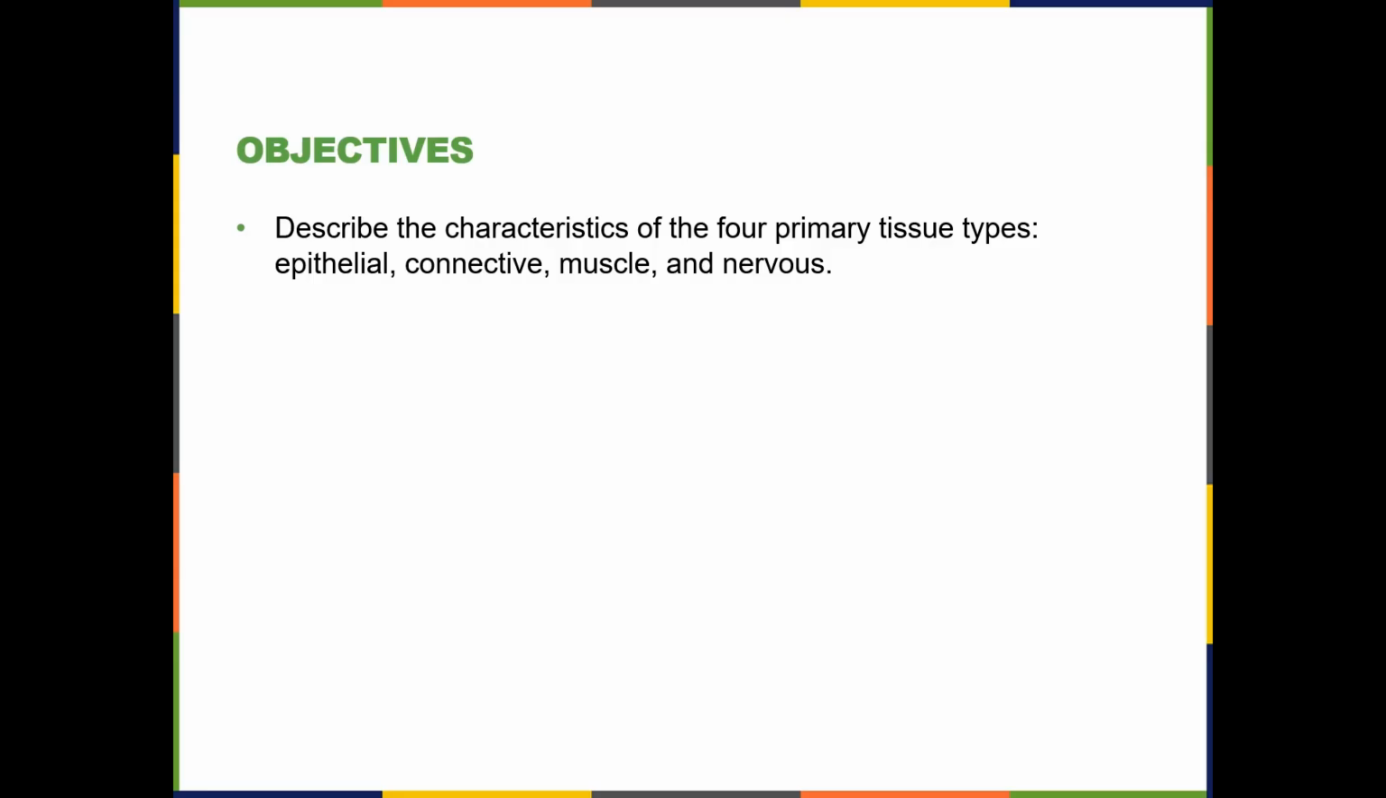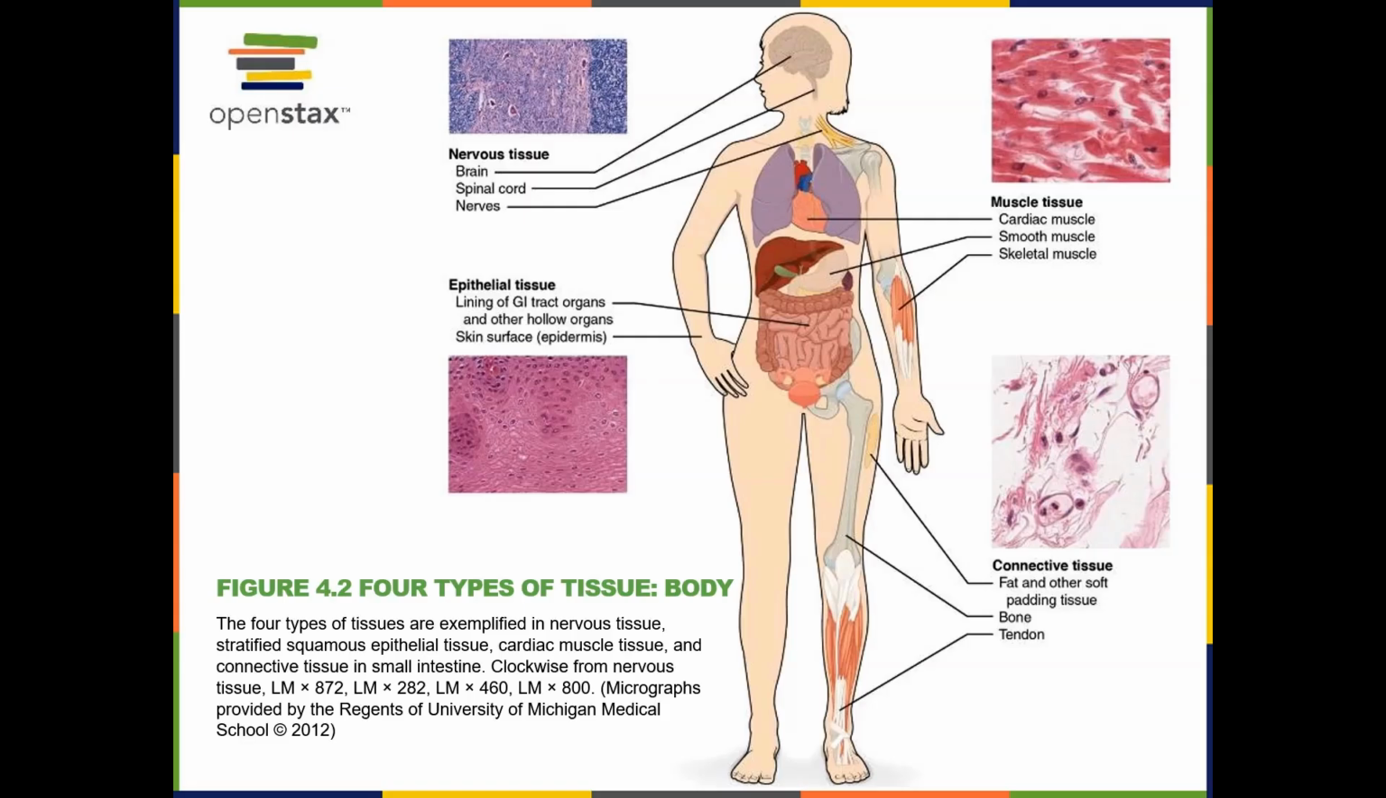In this video, you'll learn about the characteristics of the four primary tissue types: epithelial, connective, muscle, and nervous tissues. The four major tissue types found in the body are nervous tissue, epithelial tissue, muscle tissue, and connective tissue.